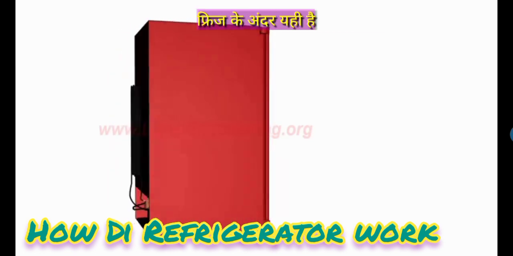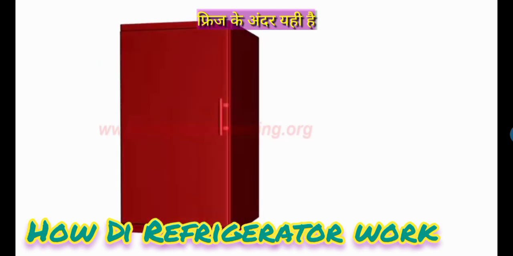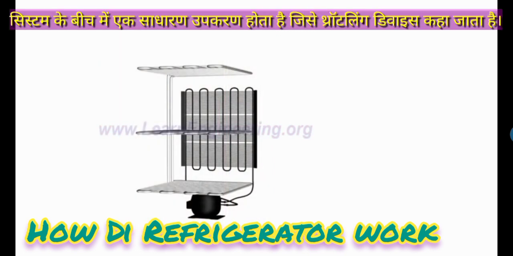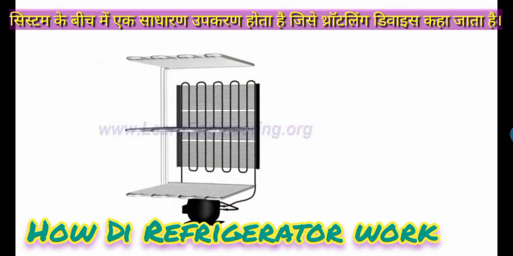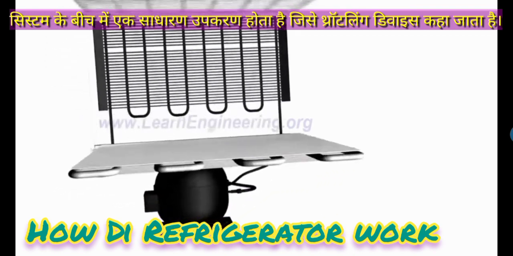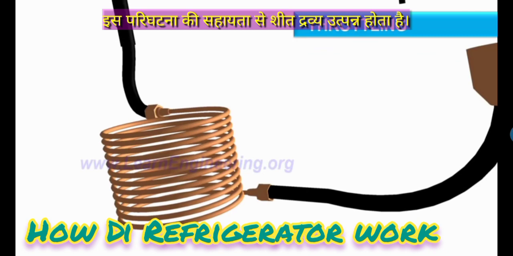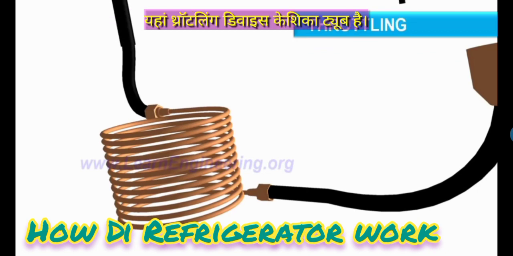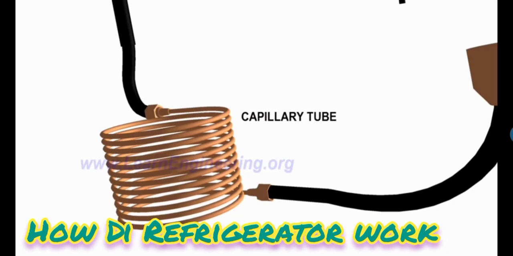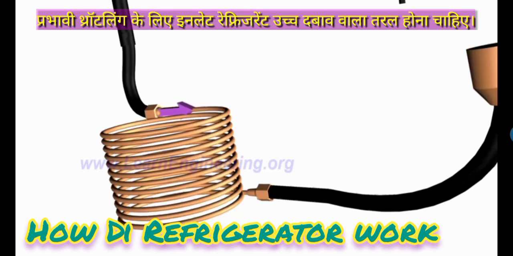This is what is inside a refrigerator. At the heart of the system is a simple device called a throttling device. Cold liquid is produced with the help of this phenomenon. In this case, the throttling device is a capillary tube. For effective throttling, at the inlet, the refrigerant should be a high-pressure liquid.